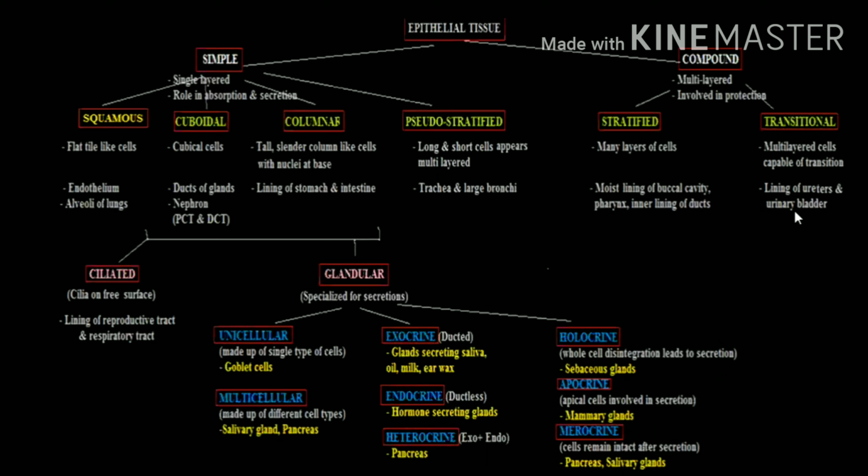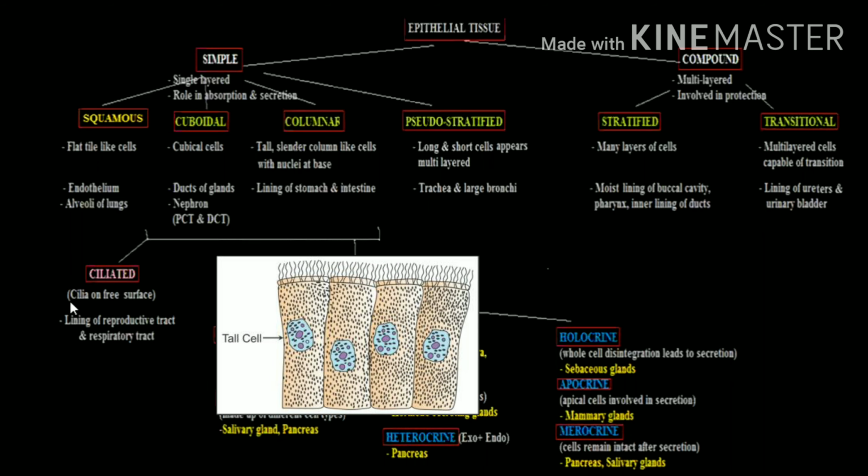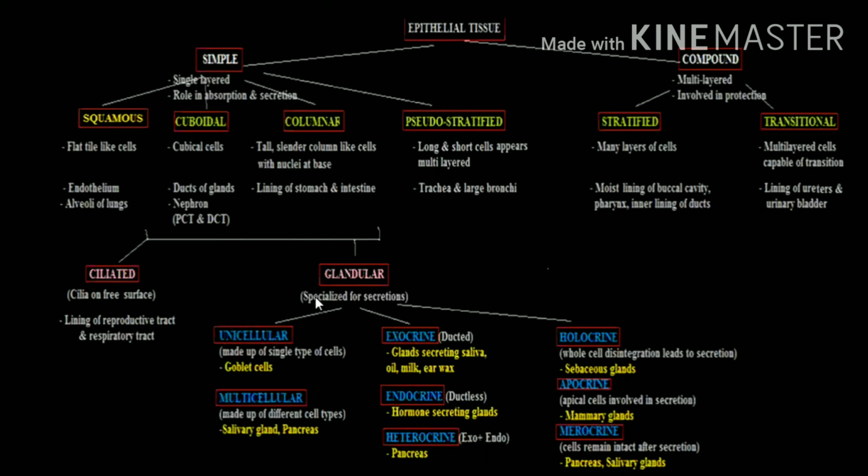Moving on to the modification of cuboidal and columnar epithelium, it is further modified into ciliated and glandular. Ciliated are those epithelium which have cilia on the free surface, and glandular is specialized for secretions. Ciliated epithelium is mainly seen in the lining of the reproductive tract, like in the oviduct, as well as in the respiratory tract, like in the trachea and bronchi.